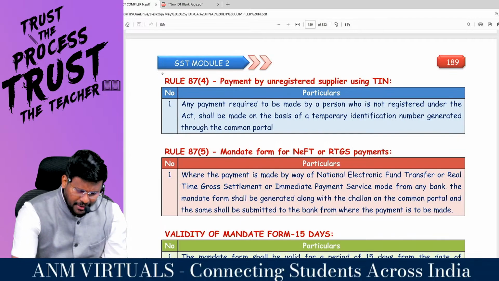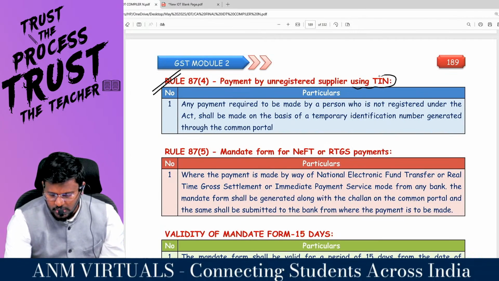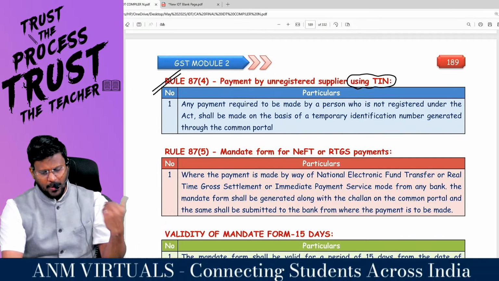Rule number 87, sub rule 4. Payment by unregistered supplier using TIN number. Sir, I am not a registered person. I am a what person?